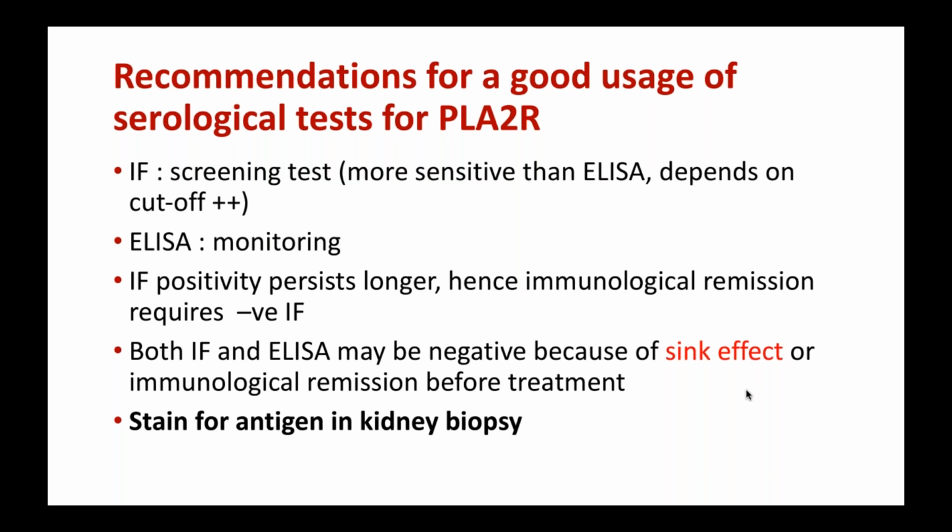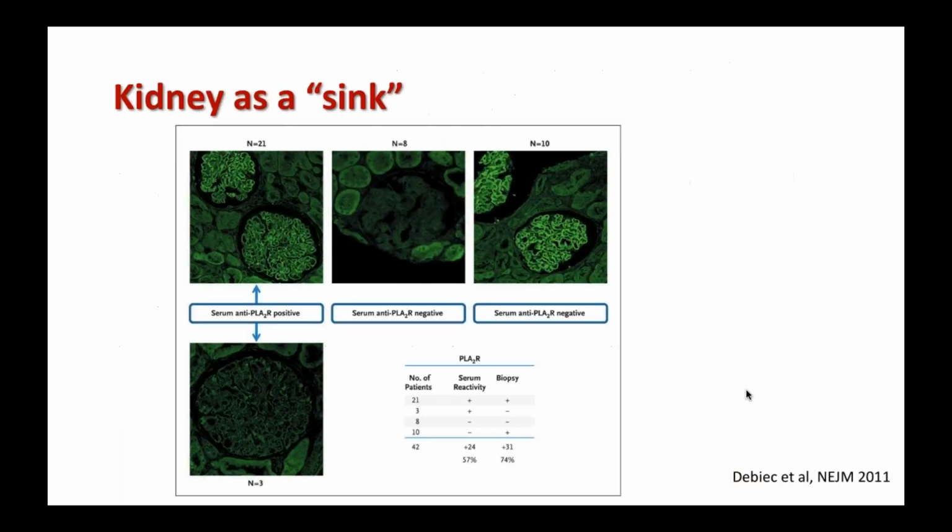The second situation in which the circulating antibody may be negative is if the patient has developed a spontaneous remission before any treatment at all. So these are the two situations where, if you do a kidney biopsy, the patient has membranous nephropathy, and if you test for antibody, you find the antibody is negative. But to eliminate the possibility of a sink effect, you will need to look for antigen in the kidney biopsy. So it's important to look for the phospholipase A2 receptor antigen on kidney biopsy. So this is an example which illustrates the sink effect.